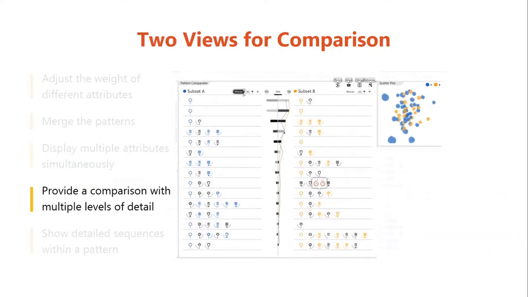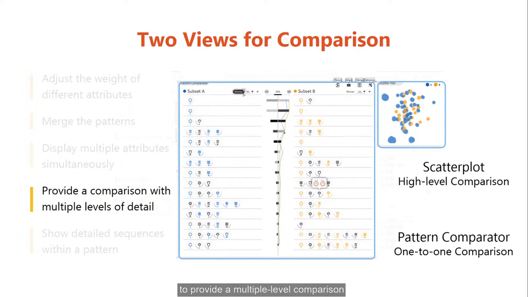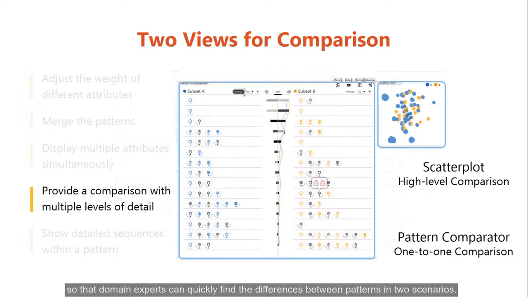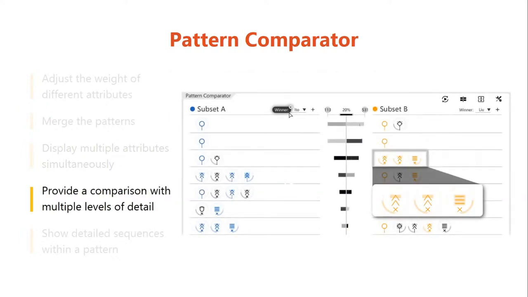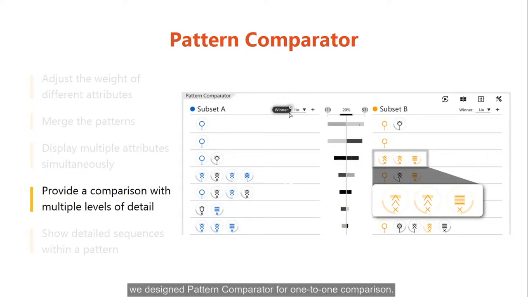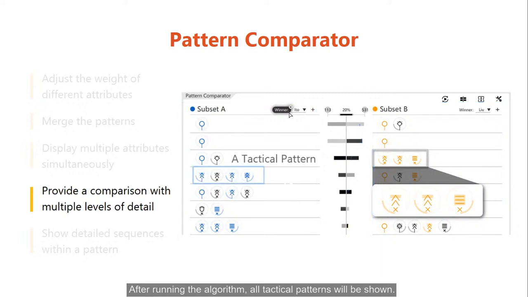Third, we design a scatterplot and a pattern comparator to provide multiple-level comparison, so that domain experts can quickly find the differences between patterns in two scenarios. For comparing patterns in different scenarios, we design a pattern comparator for one-to-one comparison. Users can construct two scenarios to be compared. After running the algorithm, all tactical patterns will be shown.